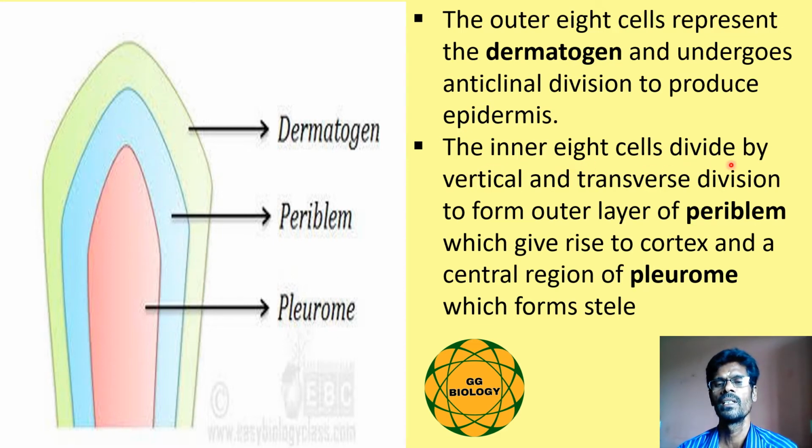The inner 8 cells divide by vertical and transverse division to form the outer layer of periblem, which gives rise to the cortex, and a central region of plerome, which forms the stele. So the inner 8 cells divide in vertical and transverse manner to produce the periblem. This periblem later gets converted into the cortex, and the central region known as the plerome gets converted into the stele.